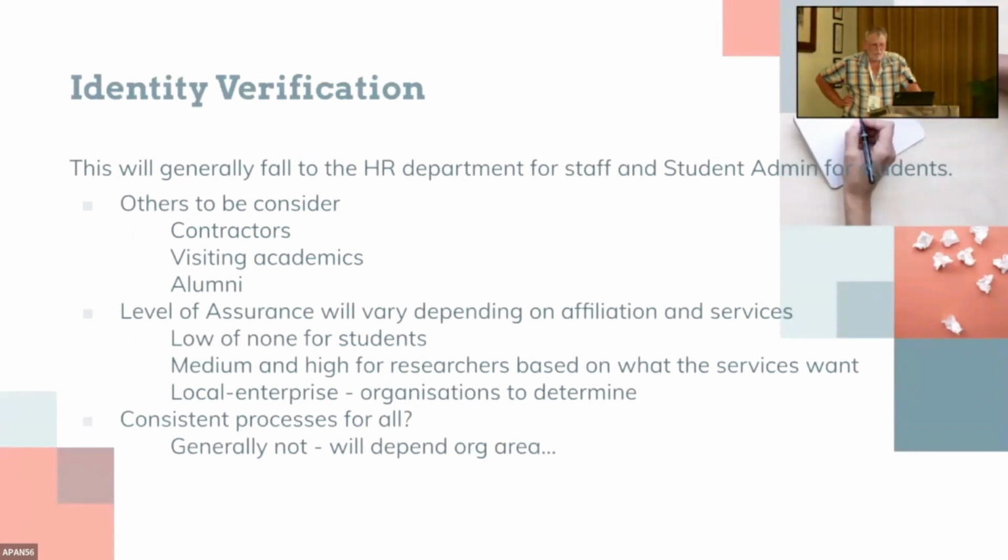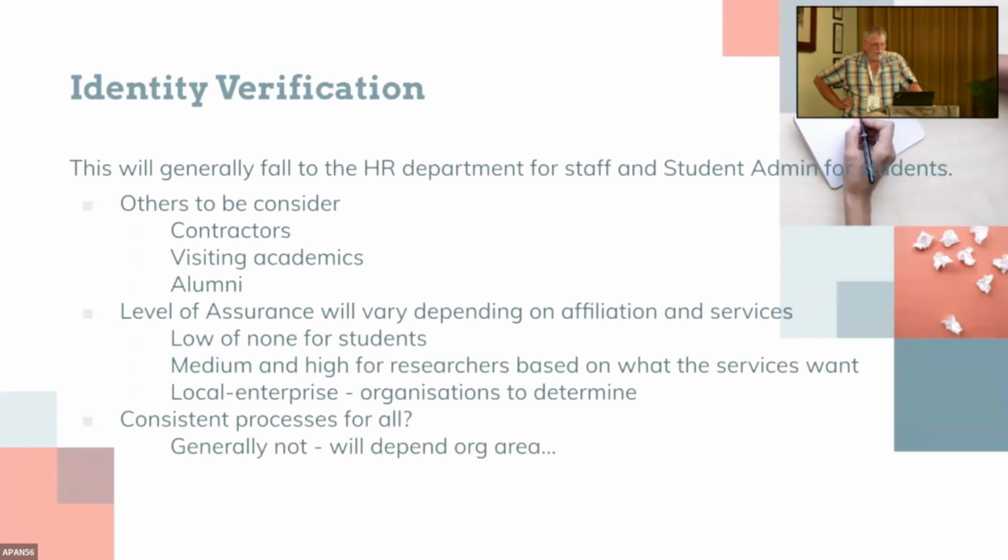Medium and high is really for your researchers, and it's really going to be based on what services they want to access. Again, if it's genomics data sets or data sets from highly valuable equipment or expensive stuff, then medium or high will probably be required. There's also another level, which is your local enterprise, and this is really for your organizations to determine. And I'll leave that to you as your own piece of work to understand what local enterprise is all about.